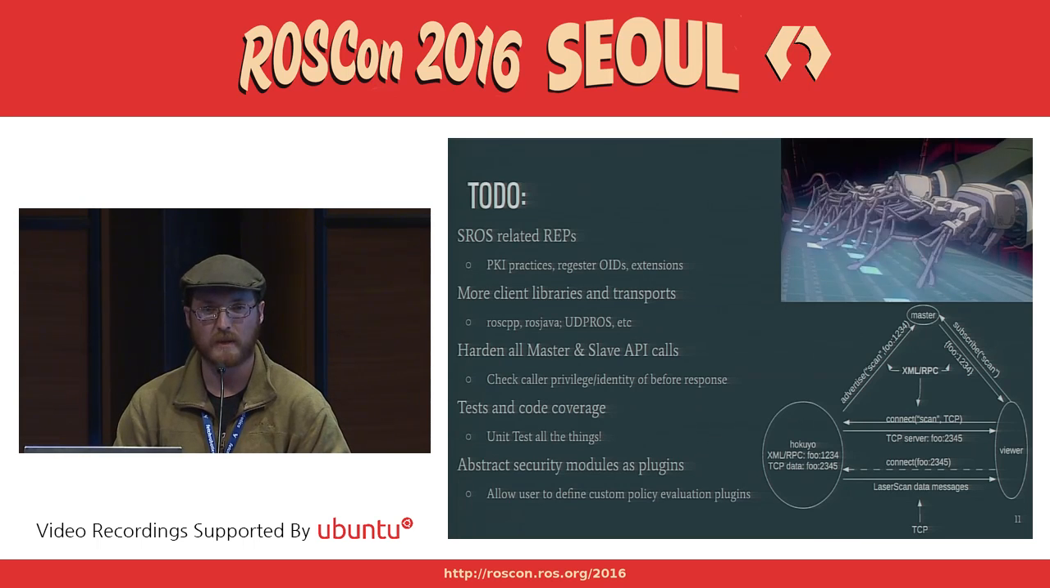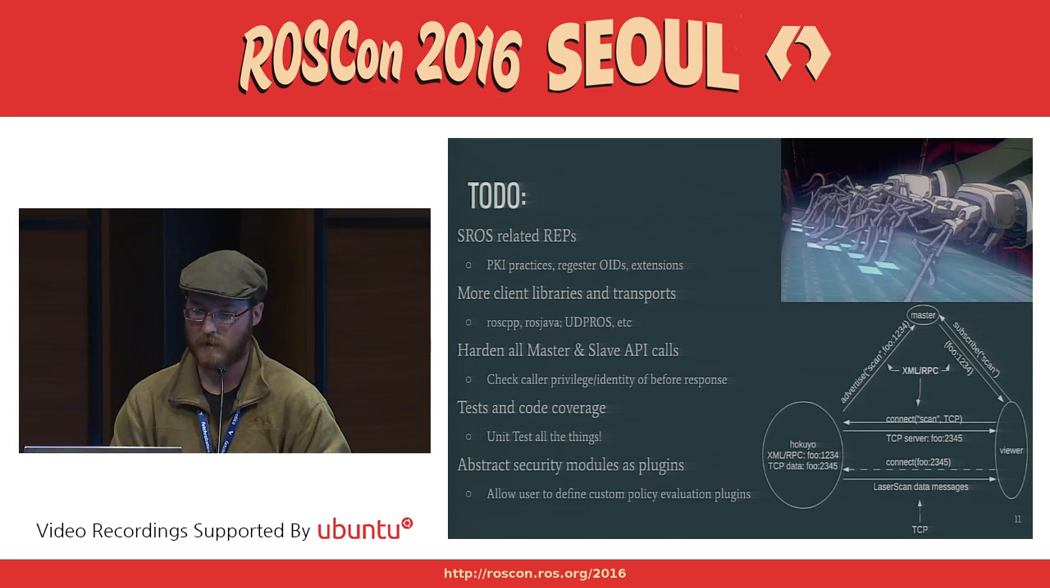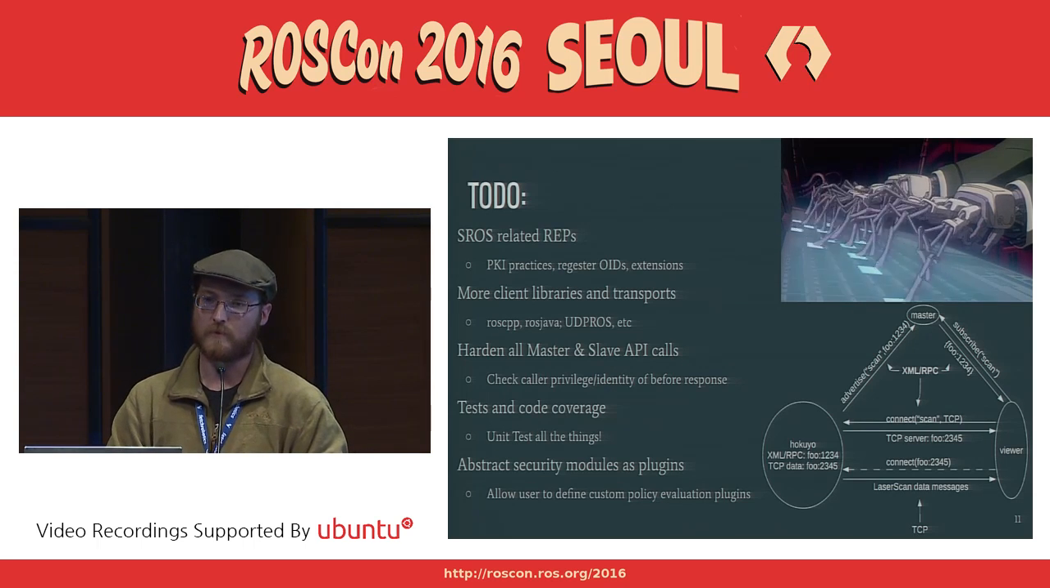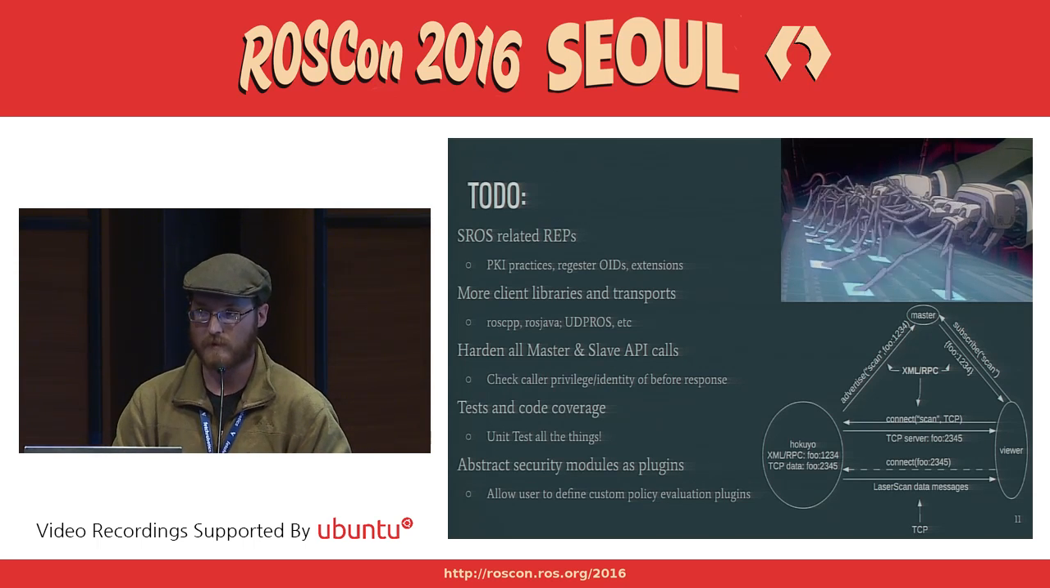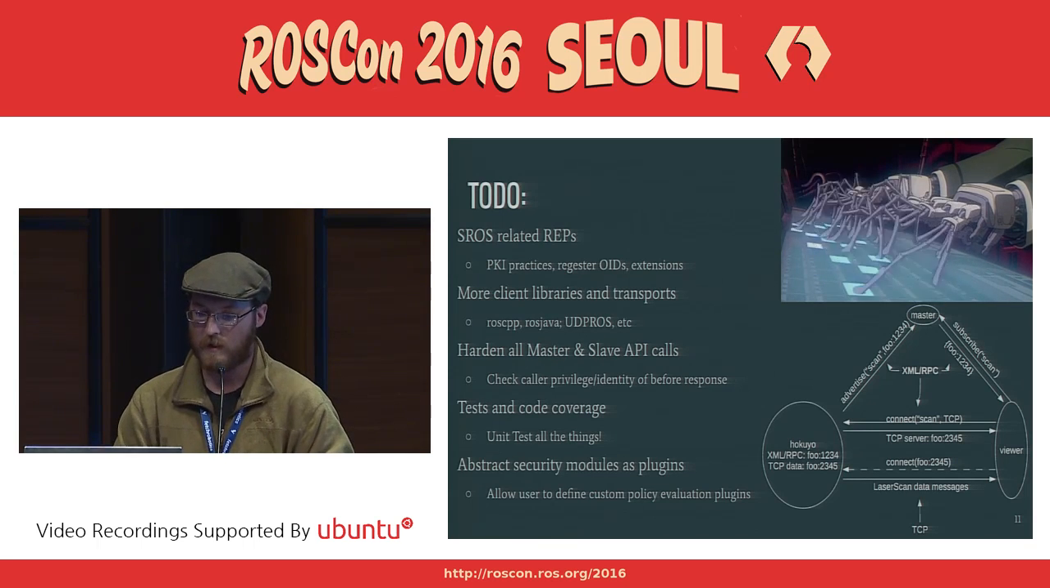TLS is a stateful connection, so I'm not exactly sure how to approach the UDP and multi-broadcast, but I think there are some equivalents in that direction. We want to harden all the master and slave API calls. There are some system-level API calls in ROS, like shutting down another node with XML-RPC, and you want to make sure only a master is able to call that.